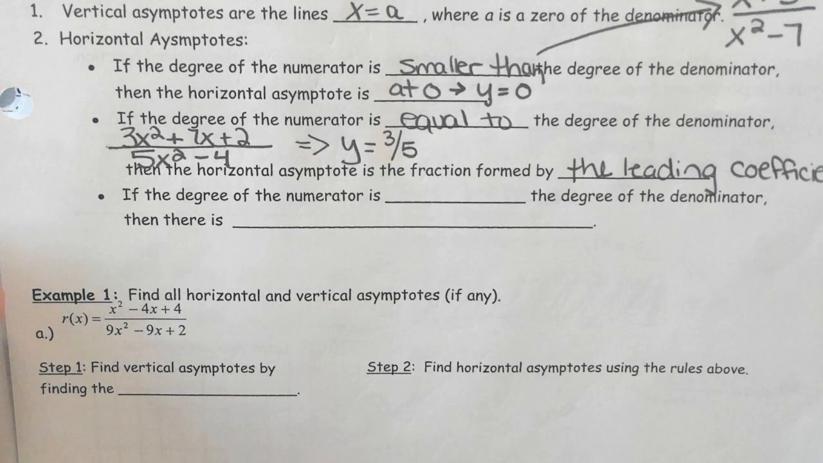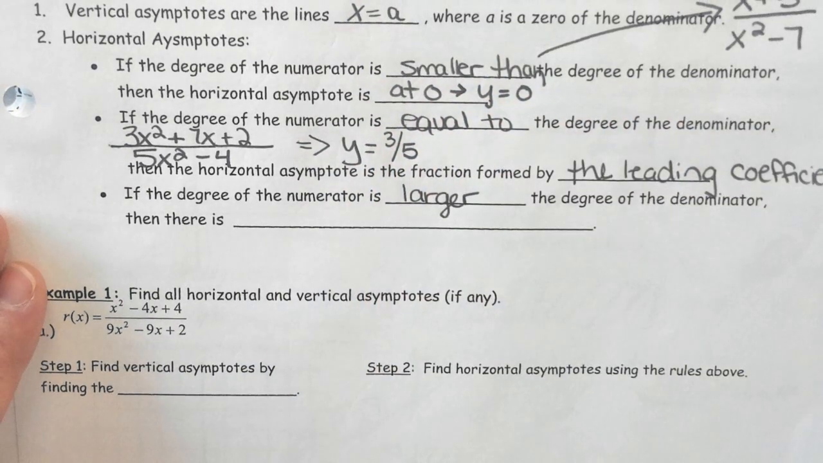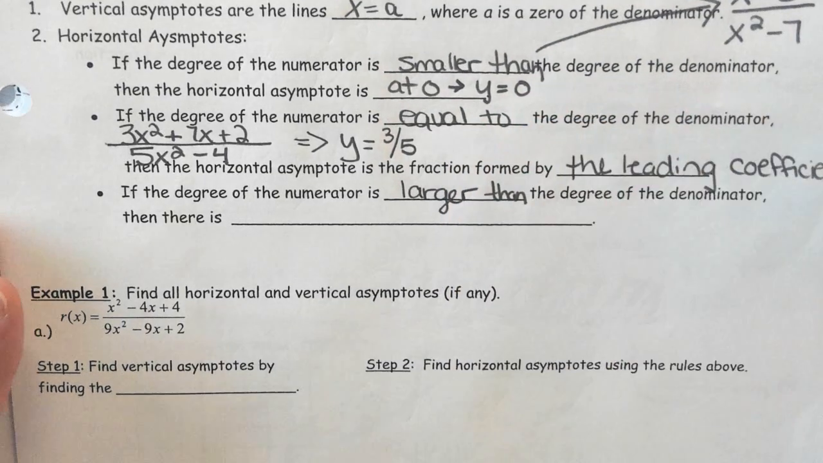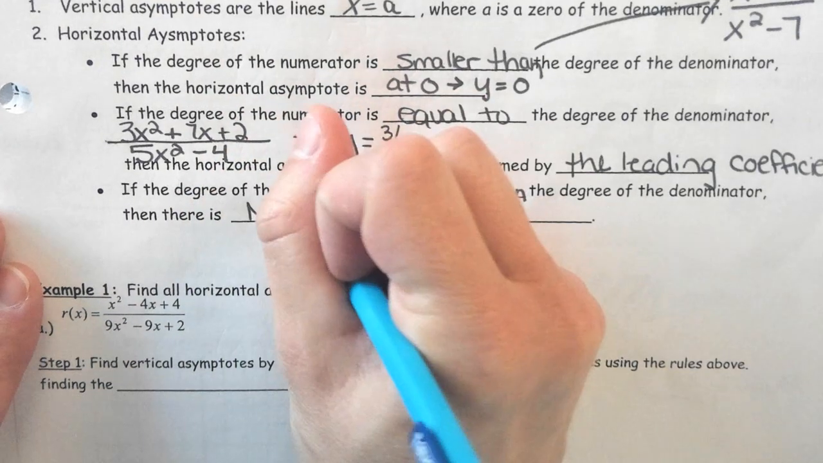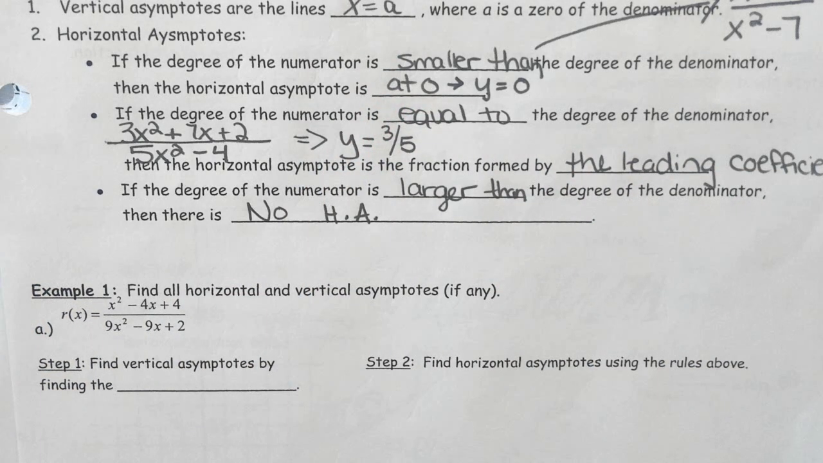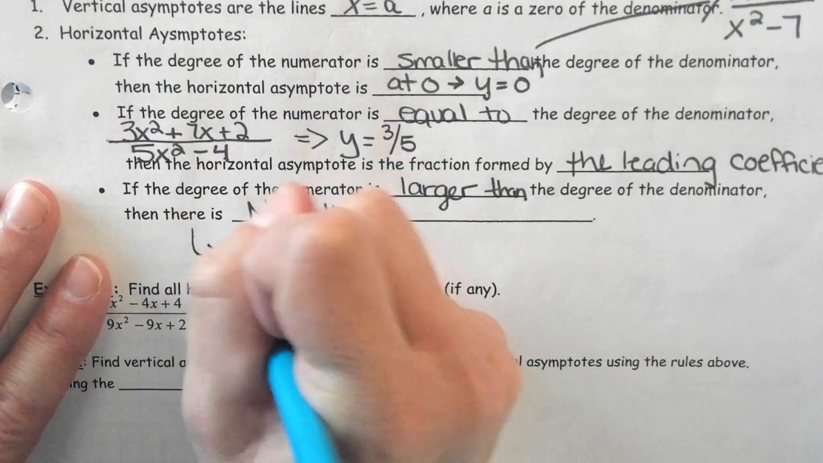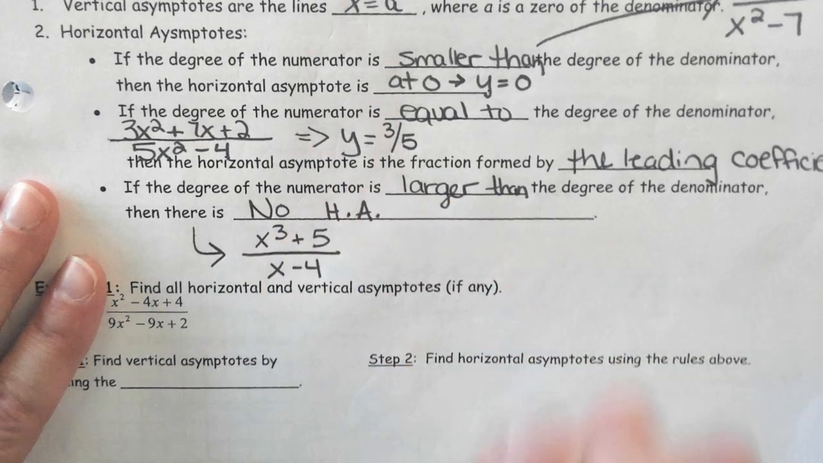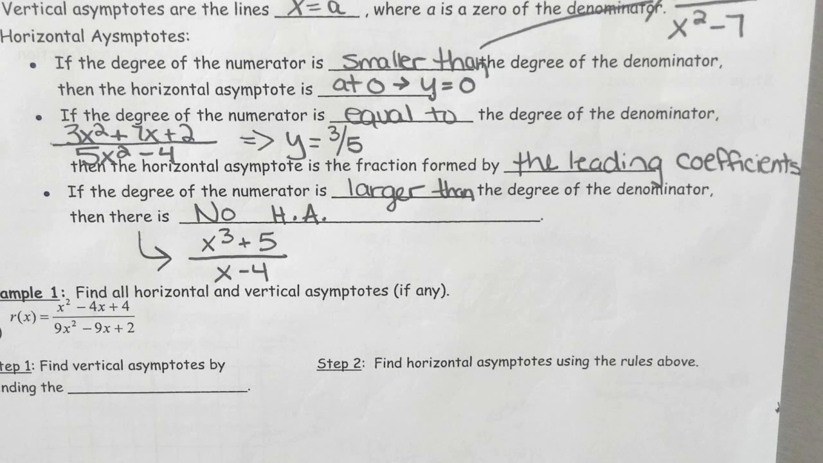If the degree of the numerator is larger than the degree of the denominator, then there is no horizontal asymptote. And by the way, I'm okay if you abbreviate horizontal asymptote, H.A. Makes my life easier. So what would that look like? This would be when we have the numerator with a larger degree than the denominator. So maybe something like that. Again, there are infinitely many examples out in the world. I'm just making up stuff that it could be.